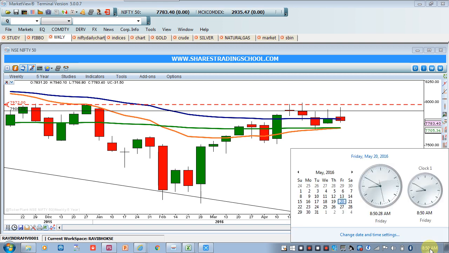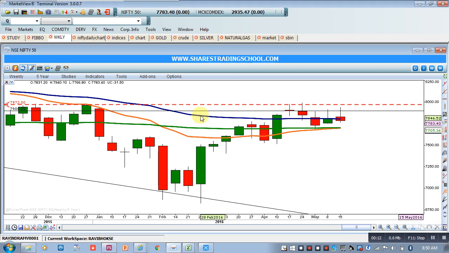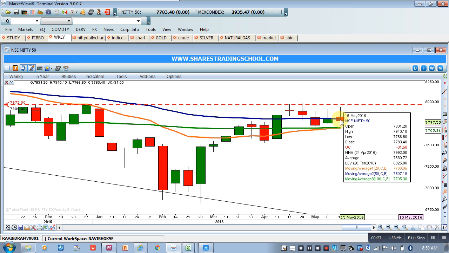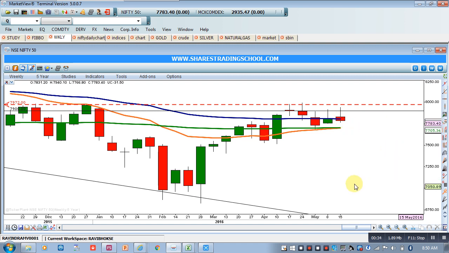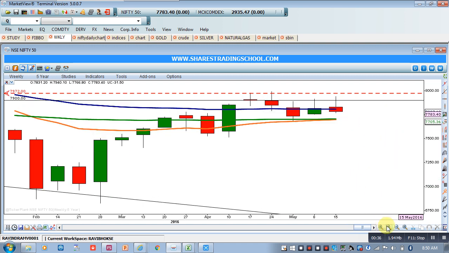Today, 20th May 2016. Nifty weekly chart, if we analyze, we have seen that the Nifty weekly chart is in consolidation. The 50 MA was actually acting as a support until yesterday. That 50 MA level has been breached and Nifty has closed yesterday below that. Since it's a weekly chart, the closing of the weekly bar is most important, so probably today's close will be important for this chart.